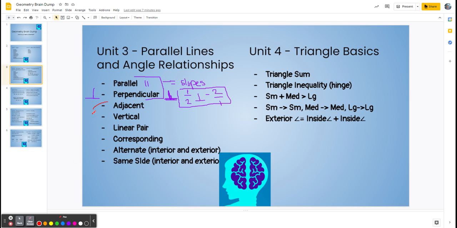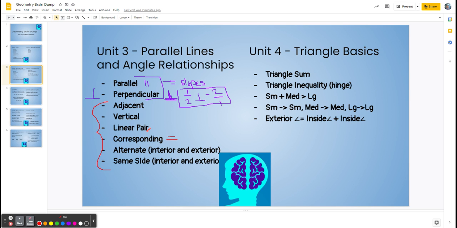Then we've got a bunch of angle relationships. Which one of these angle relationships are congruent and which ones are supplementary? Corresponding is like a slide. So if you look up above Dalton's head, the corresponding angles are the blue ones. So like the blue in quadrant 4 goes down to the blue in quadrant 4. Corresponding is like a slide. So corresponding is going to be congruent.